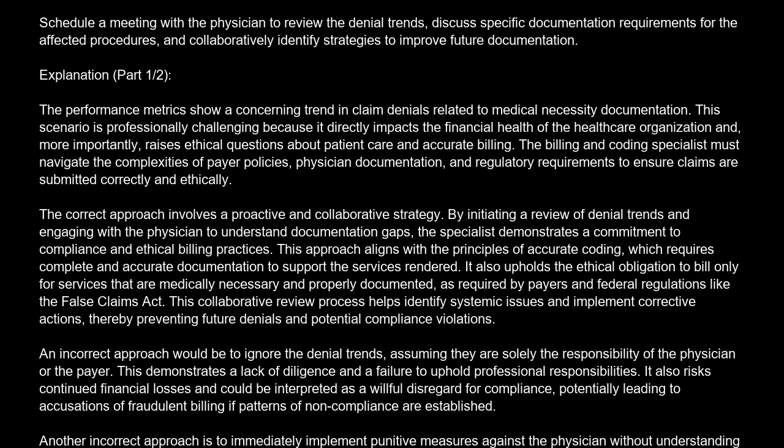An incorrect approach would be to ignore the denial trends, assuming they are solely the responsibility of the physician or the payer. This demonstrates a lack of diligence and a failure to uphold professional responsibilities. It also risks continued financial losses and could be interpreted as a willful disregard for compliance, potentially leading to accusations of fraudulent billing if patterns of non-compliance are established.